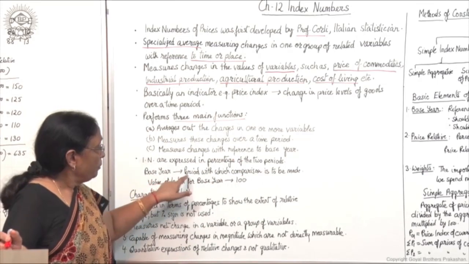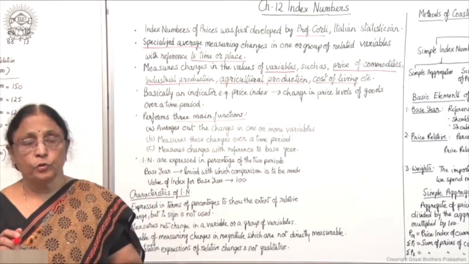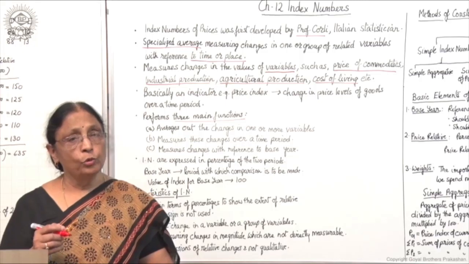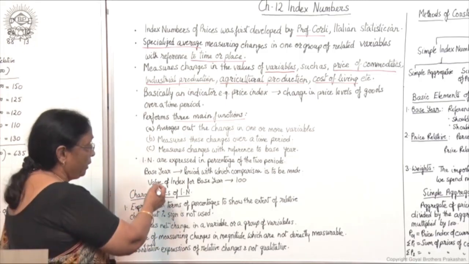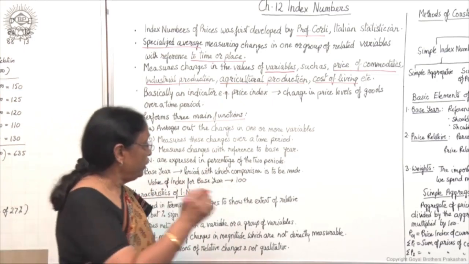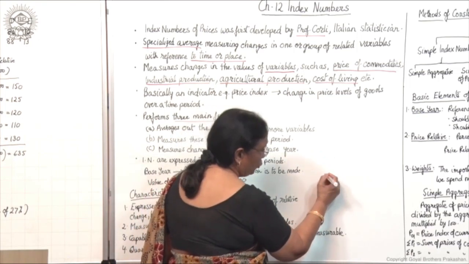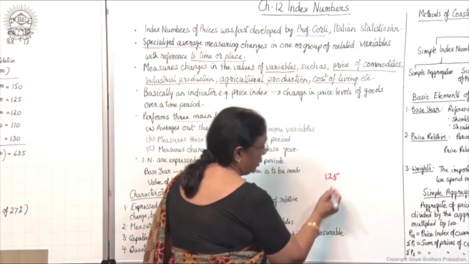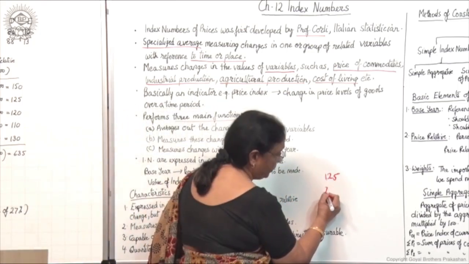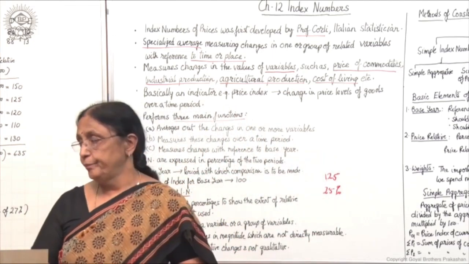Base year is the period with which comparison is to be made. So, the period with which you are going to compare the prices is known as base year, and the value of index for base year is taken as 100, right. So, if you do the calculation and get the answer as 125, so 100 is for the base year and the answer is 25, that means 25% increase has taken place, right.